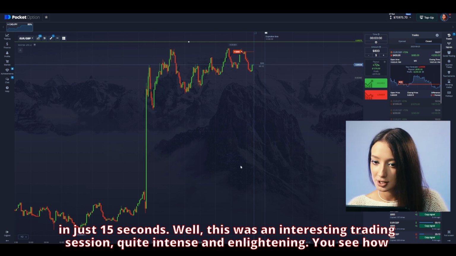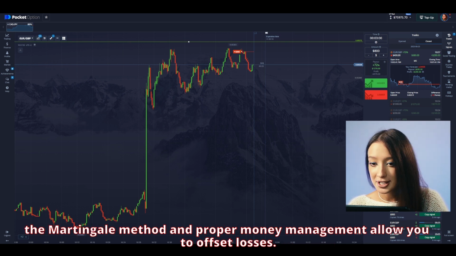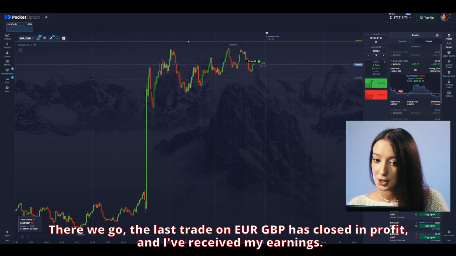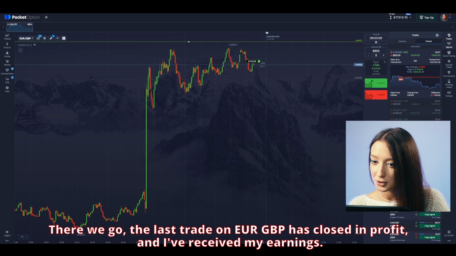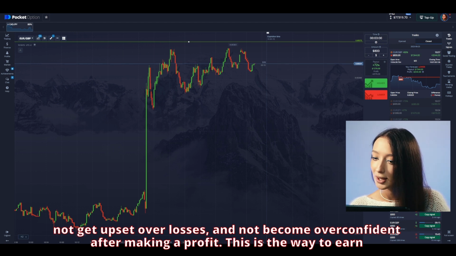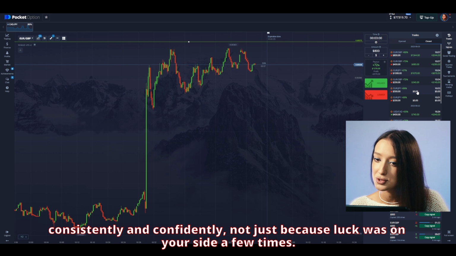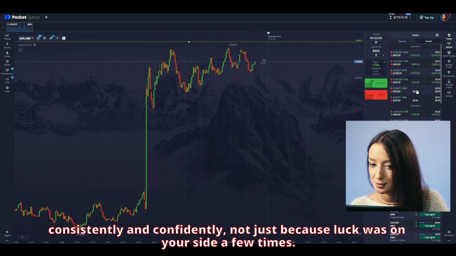Well, this was an interesting trading session, quite intense and engaging. You see how the martingale method and proper money management allow you to offset losses. So there we go. The last trade on EUR GBP has closed in a profit, and I will reserve my earnings. Always remember the importance of money management: approach trading with a clear mind, not get upset over losses, and not become overconfident after making a profit. This is the way to earn consistently and confidently, not just because luck was on your side a few times.